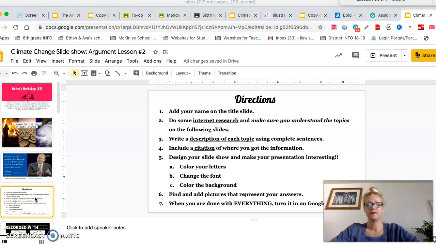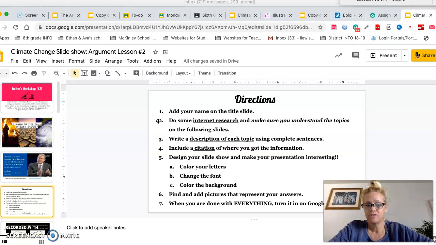Okay, the fourth slide is directions. So you want to make sure that you go step by step, read these directions, and do all the things you need to do. Add your name on the title slide, okay? Easy. Do some internet research. A lot of it I have done for you. For example, the slides with videos, and there are informative articles in slides coming up that I'll show you.